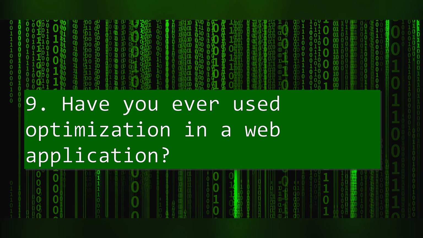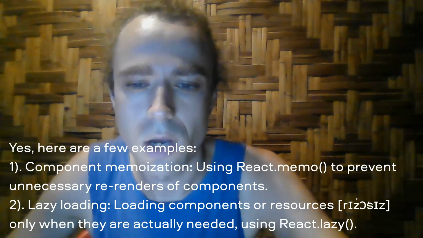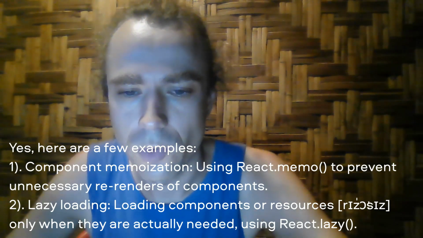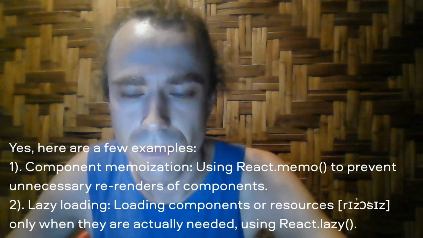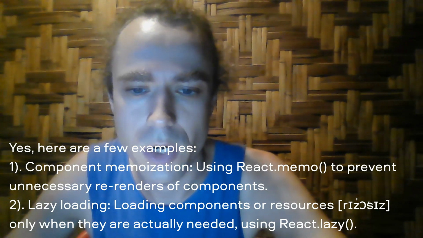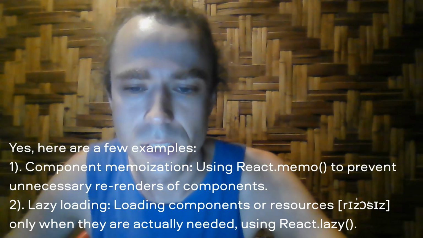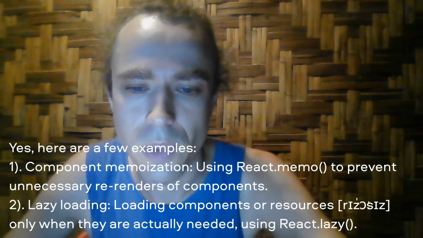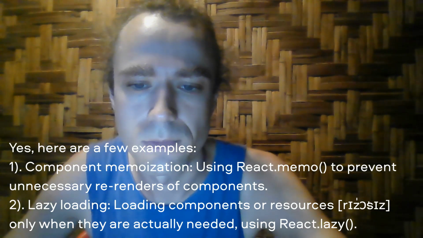Have you ever used optimization in a web application? Yes, here are a few examples. First, component memoization. Using React.memo to prevent unnecessary re-renders of components. Second is lazy loading. Loading components or resources only when they are actually needed, using React.lazy.